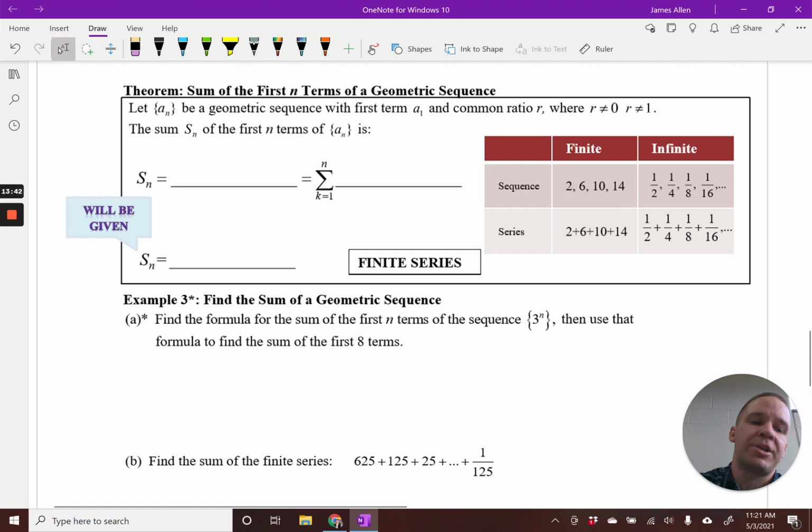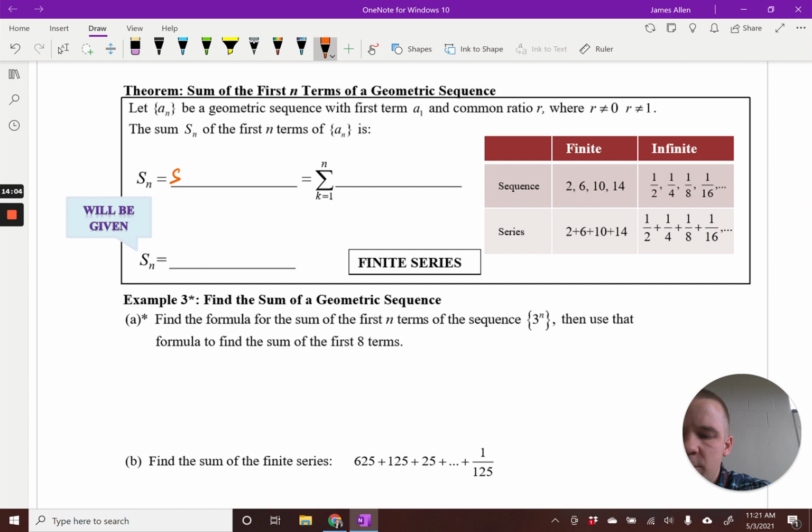Nothing to do with the fractions here, okay? Nothing to do with that. You can have an infinite sequence that would have gone on with the integers 2, 6, 10, 14, so on and so forth, okay? So infinite just keeps going. Finite stops, all right?